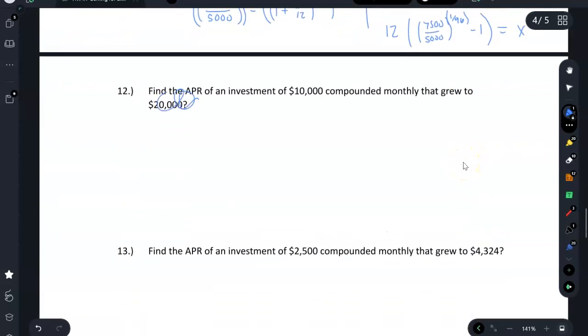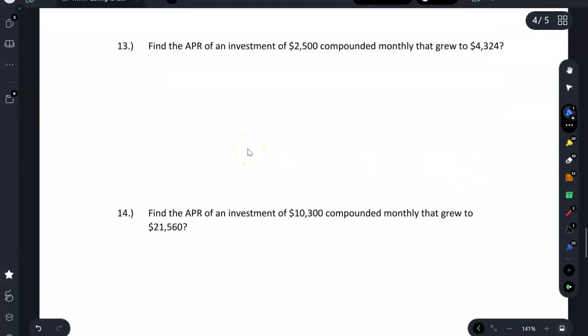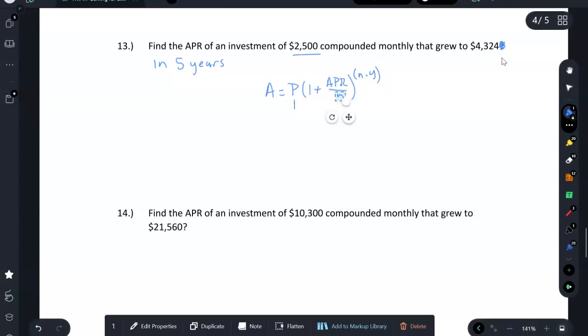I'm going to add a year to your number 12, so don't look at that. Number 13: find the APR of an investment of $2,500 compounded monthly that grew to $4,324, and I need to add years to this. Let's say in 5 years. All right, so I have A equals P times (1 plus APR over n) raised to the n times y. And I know I started with 2,500, so that was going to be my original amount.